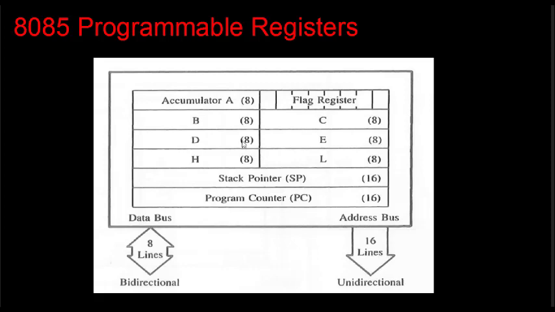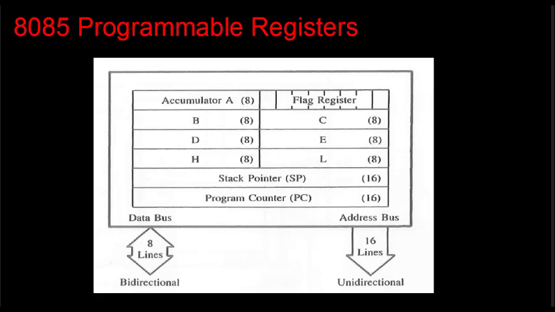This is lecture number 6 and we are continuing with the architecture of 8085. In the last lecture we did the bus structure of 8085. Now we are starting with 8085 programmable registers. These registers are available to the programmer. These registers are mentioned here.